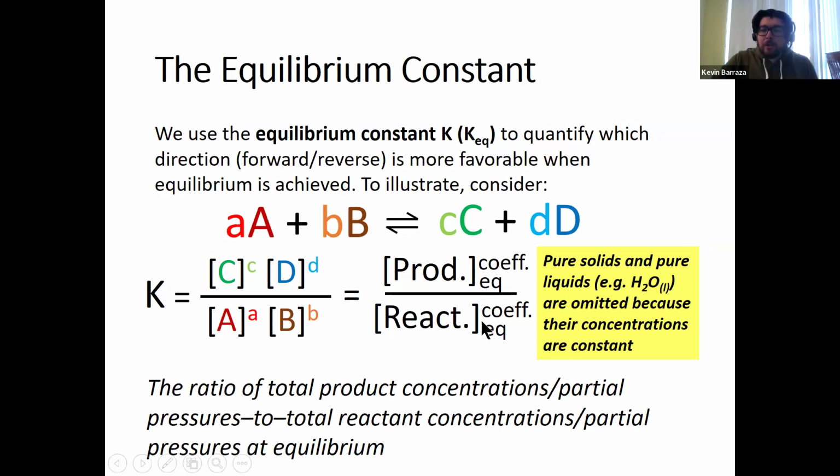So this ratio only applies to solutes or gases. So the ratio of the total product concentrations, or if you're doing a gas reaction, you can also substitute this for partial pressures. So it'll be the pressure of gas A to its coefficient over the pressure of whatever that may be, which you substitute with the chemical symbols. So that is our equilibrium constant.